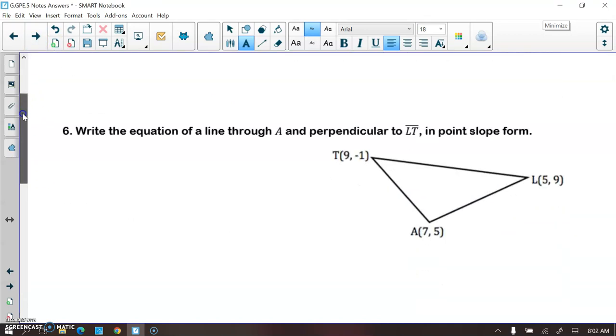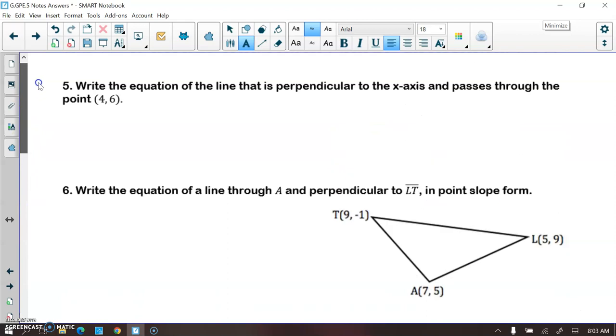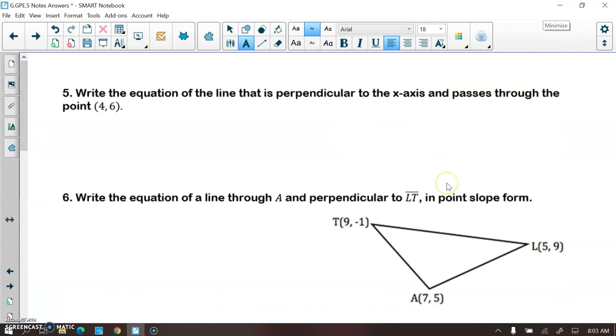Okay, moving on to the next page for 5, 6, and 7, we're going to be writing equations. So for number 5, we're writing the equation of the line that's perpendicular to the x-axis. So what that means is the x-axis is a horizontal line. So perpendicular to the x-axis would make this a vertical line.